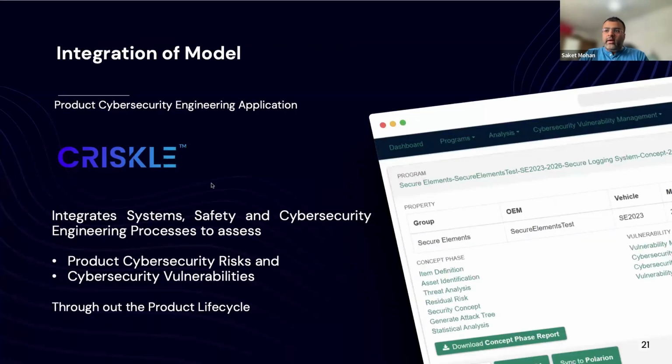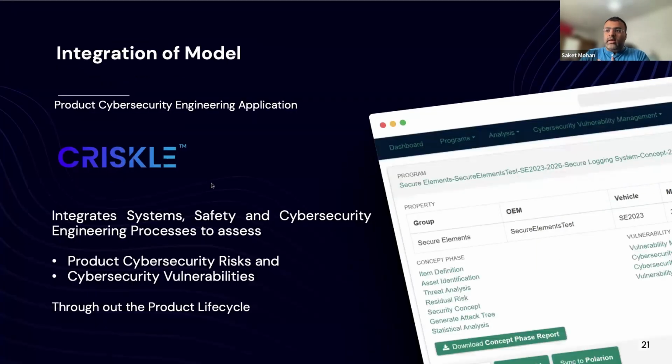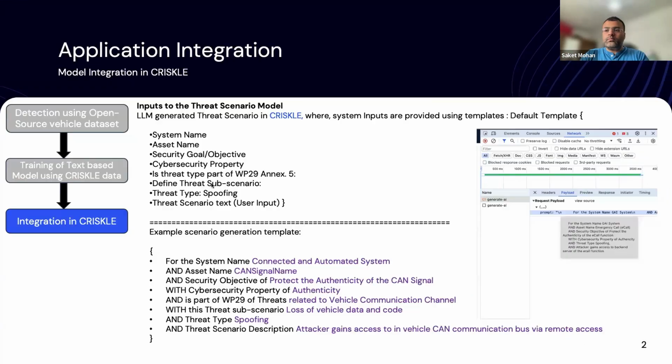So in totality, we integrated this application of GenAI within our security application tool called CRISKLE. This is a cybersecurity platform to conduct risk assessments and manage your cybersecurity vulnerabilities throughout the product lifecycle. And this is the system input that we gave to the BERT algorithm. So we gave it a system name, an asset name, a proper cybersecurity goal and objective, a sequence of WP29 indicators, a sub-scenario, and a threat type.